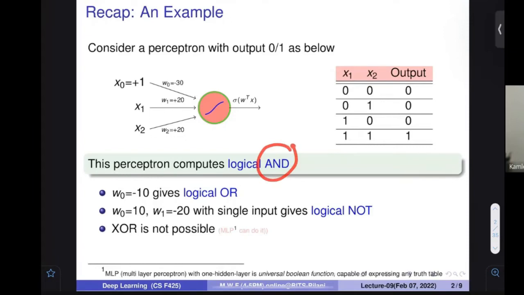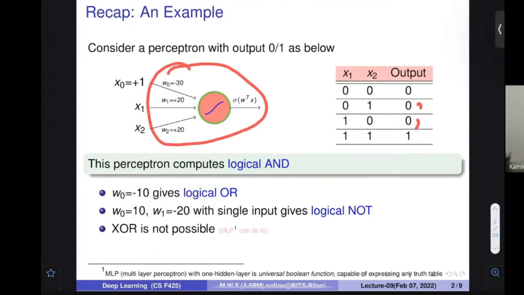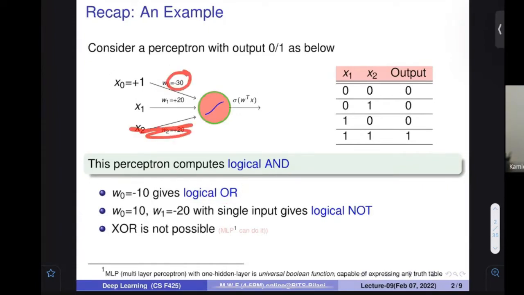We also saw in the last class a different kind of weights, where W0 is equal to minus 10 instead of minus 30. Then the circuit gives 1 in both places, and therefore it becomes a logical OR circuit. If there is no second input and this value is changed to 10 and this is minus 20, then we have seen that with 10 and minus 20 this becomes a NOT gate. Essentially, we can make AND, OR and NOT gates.